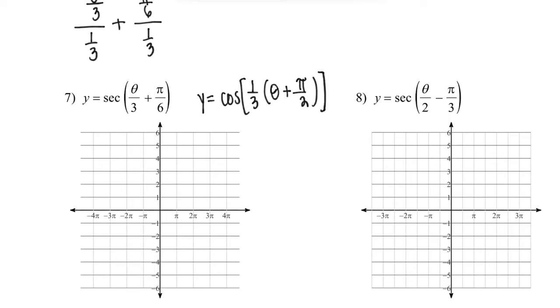So we factored out this 1/3. We factored out that 1/3 from this. See this original angle right there? We factored out that 1/3, so we divide it out. Dividing by 1/3 is the same thing as multiplying by 3. So multiply by 3, we get theta. Multiply by 3, we get pi over 2. And that's where that comes from.